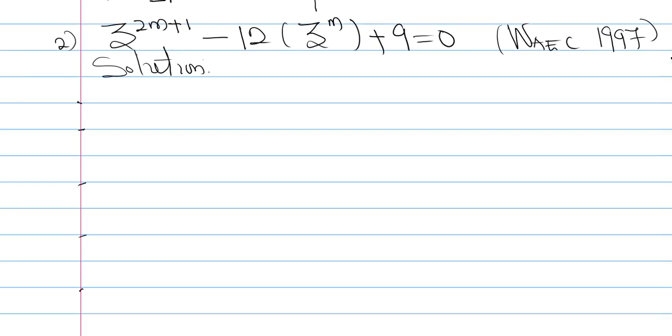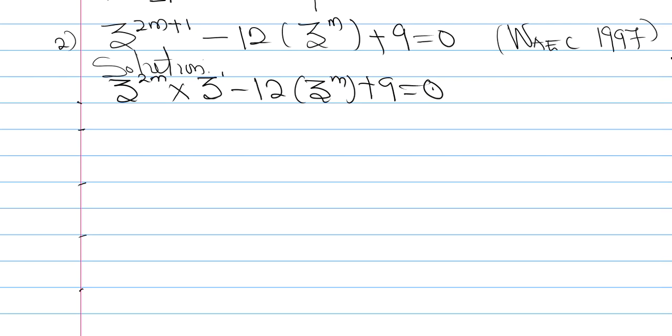Now, can you solve this question? Drop your answer. So let me start the solution. Now, we have this one. I can say 3 raised to power 2m times 3 raised to power 1, minus 12 into 3 raised to power m, plus 9 equal to 0.